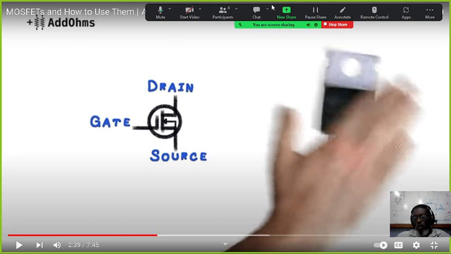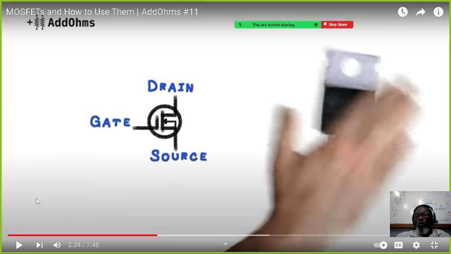So the BJT uses current to control the base, and the FET uses voltage to control the base. So the FET is a voltage operated device, while the BJT is a current operated device. You understand that?